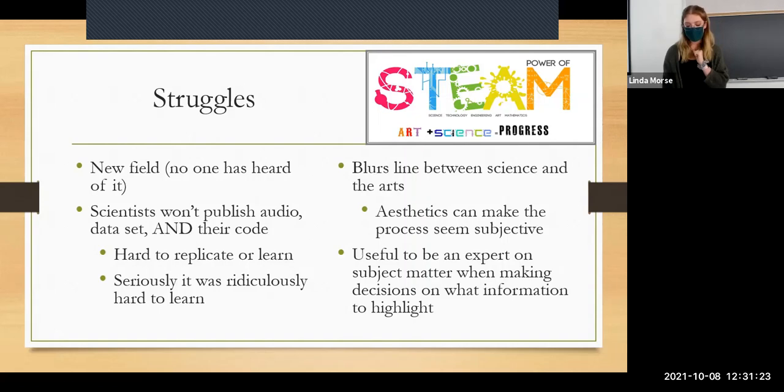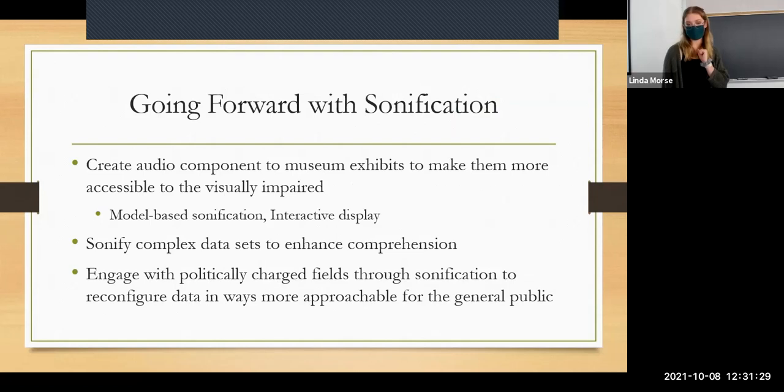So going forward, these are the things that I would like to do. And I just think everyone in the field should be looking towards them. The first one is, in my opinion, the most important. I think that audio components need to be added to museum exhibits to make them more accessible to the visually impaired. I think this would take using model-based sonification to make them more interactive. That's the type of thing that needs to be able to read an image out in sound.